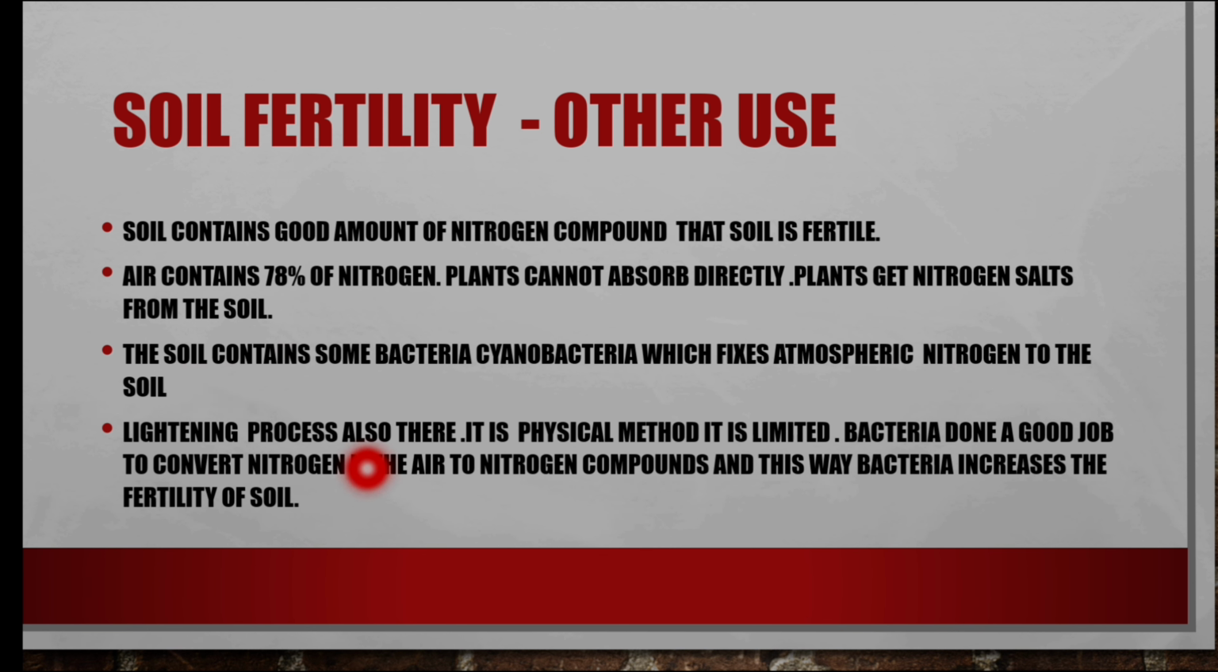On the other hand, the lightning process is also there. It's a physical method, but it's limited. It's a rare process. Bacteria do a good job converting nitrogen in the air to nitrogen compounds, and this way bacteria increase the fertility of soil. So one is lightning, another is bacteria converting nitrogen in the air to nitrogen compounds.